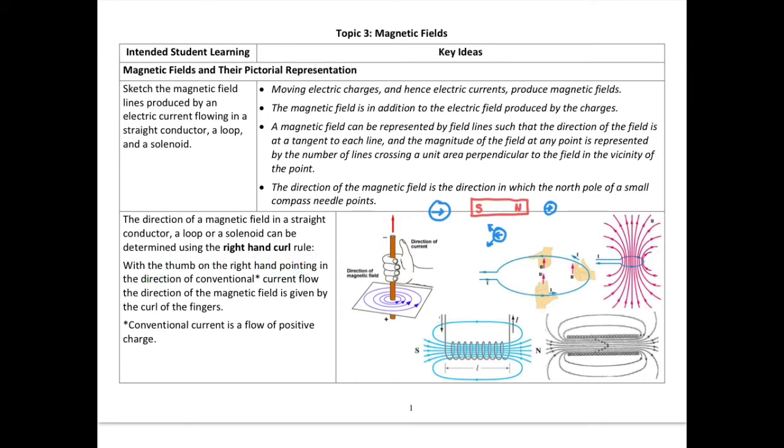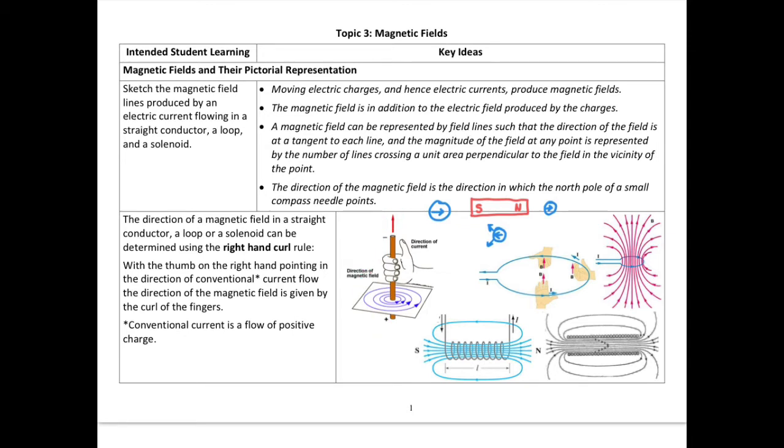With the thumb pointing in the direction of conventional current, and this is a bit confusing. Conventional current is defined as the direction positive charge would flow through a circuit. So positive will be going away from the positive towards the negative. Now, we know that electricity is normally a flow of electrons, which is negatively charged. So if you like, the electrons are flowing in the opposite direction.